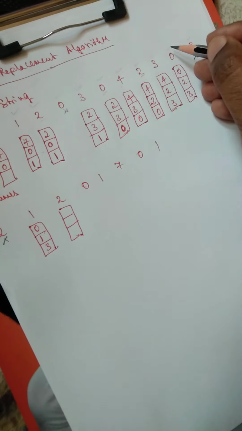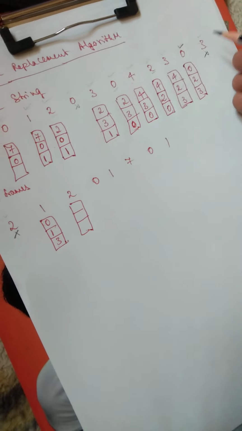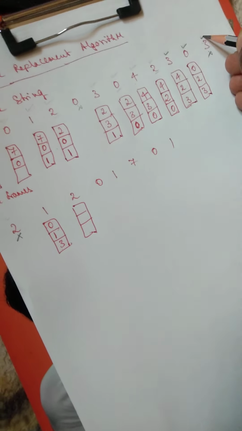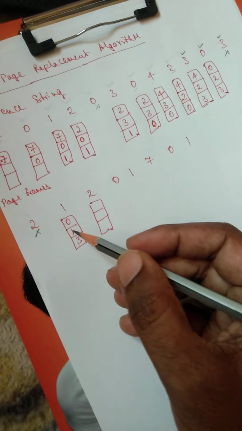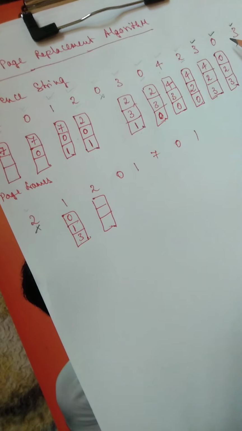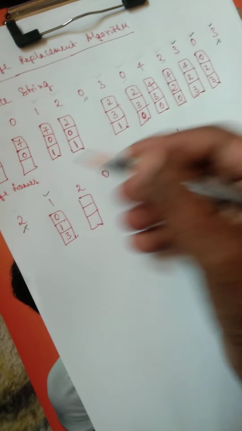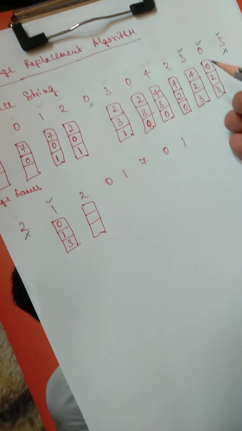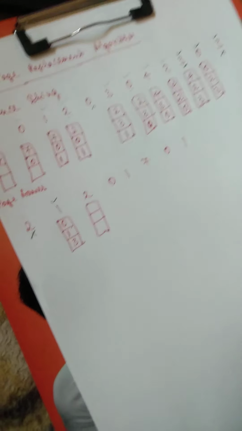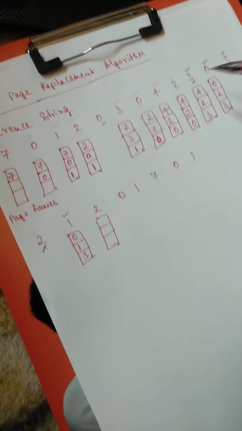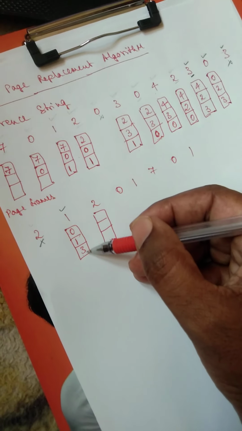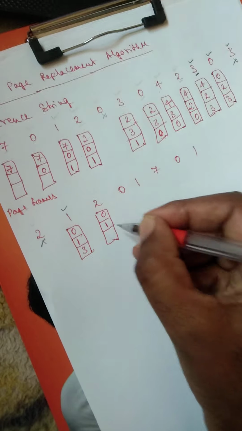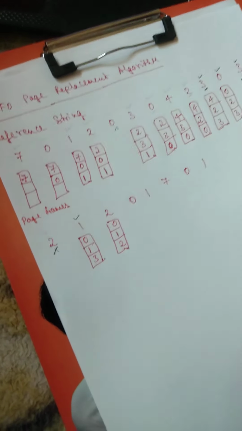0 is used over here, and again 3 is used over here, and again here, and 1 is used over here. Now when I examine all these three values, which is the first frame that is used, this is the first frame that is used, so therefore this was the first frame which came into the page table, so therefore in place of 3 I'll replace this 2. So 0 is retained here, 1 is retained over here, and 2 is retained over here.